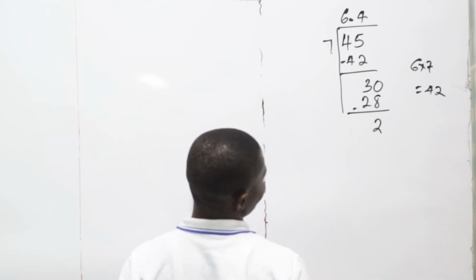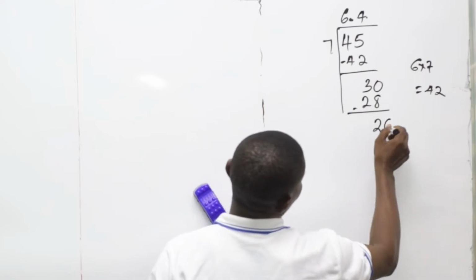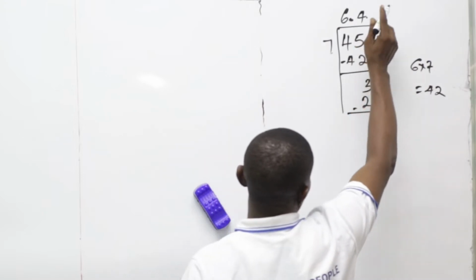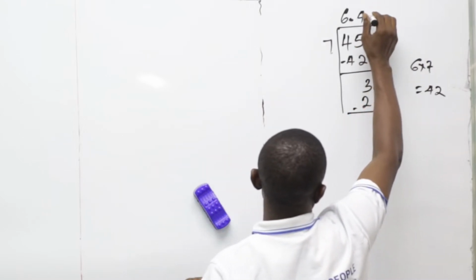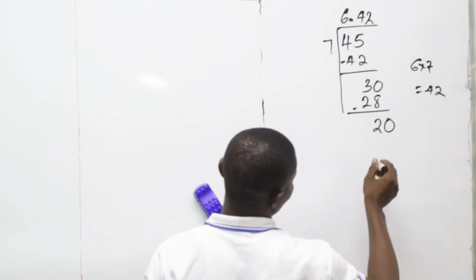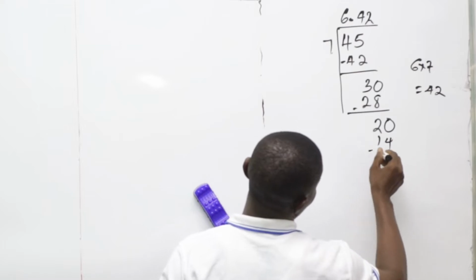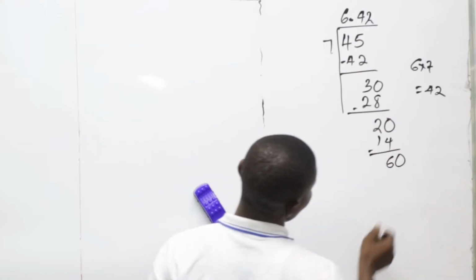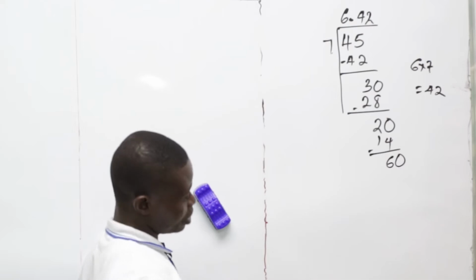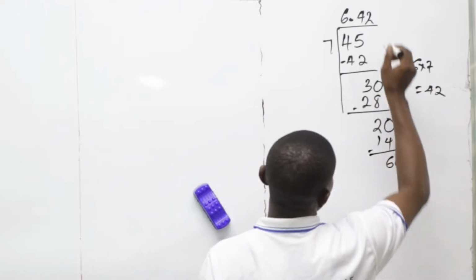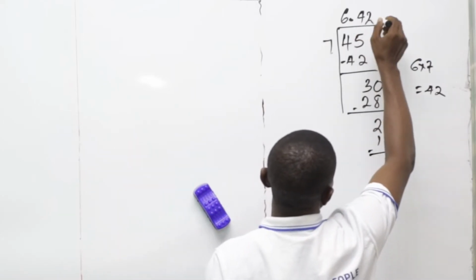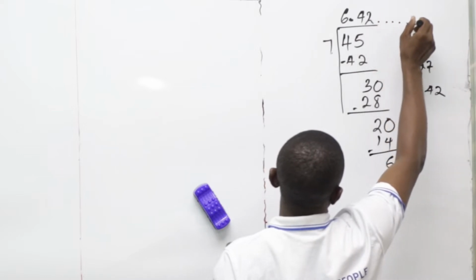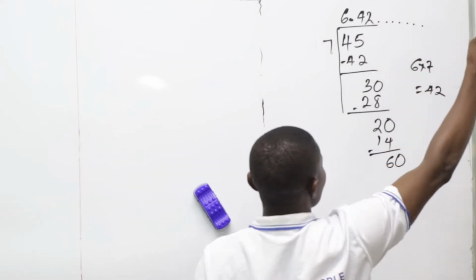0 here. You still have 20. How many 7s are here? 7 times 2 is 14. You write again, you subtract. This is 6. You keep on going. You can see that when you press your calculator, you will see 6.42 and that number will continue to go.